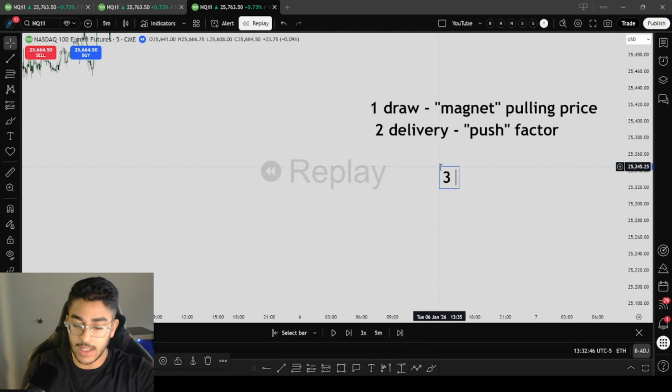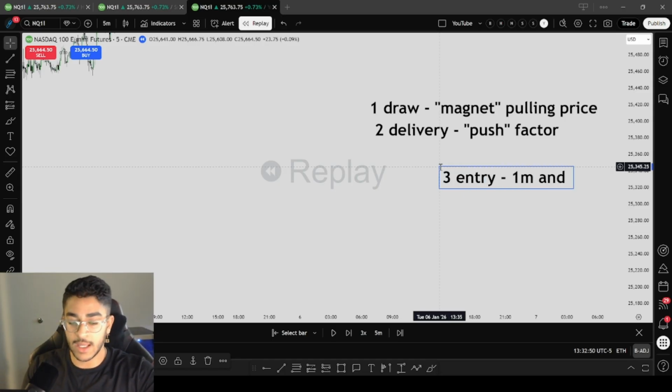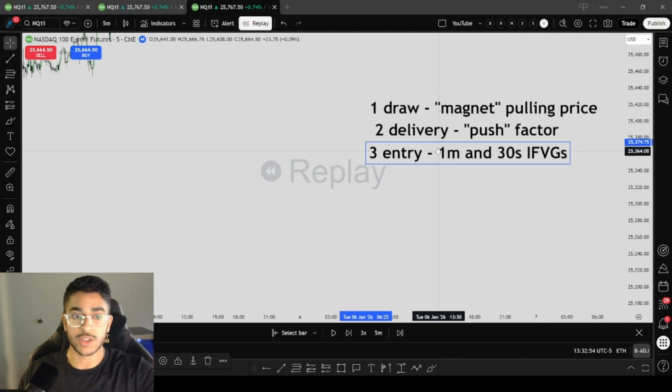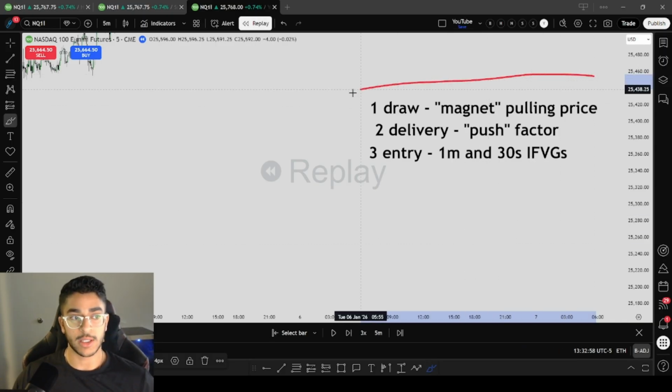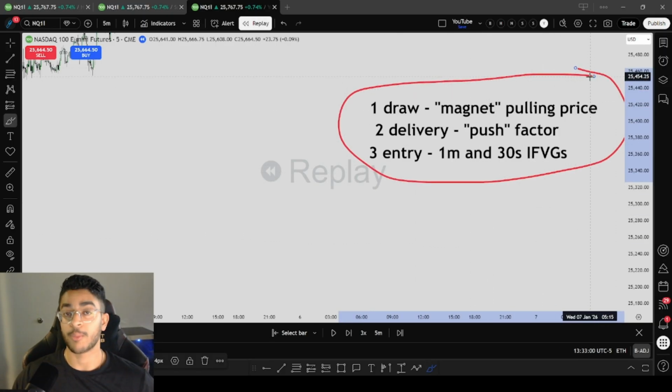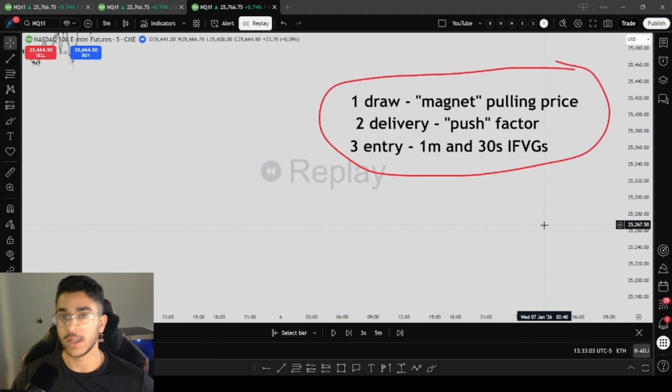And number 3 that everyone is familiar with is entry, which for me is always 1 minute and 30-second IFVGs. Again, entries are just a way to capitalize on your thesis, right? Where you think the market is ultimately going. We want precision in our entry. We want to avoid unnecessary drawdown. So 1 minute and 30-second inversions are what I have found to be the most precise entries.